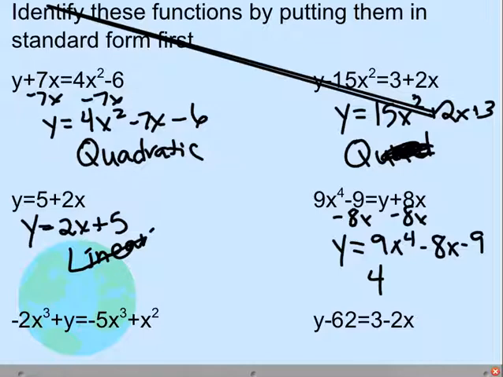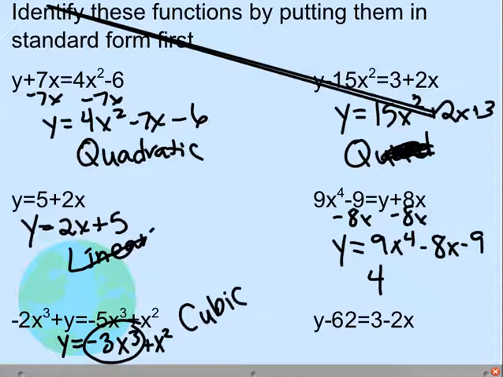Okay? And then the next one, we add x to the 3rd to each side to get y equals, well, add 2x cubed to negative 5x cubed. We get negative 3x cubed plus x squared. That degree of 3 makes this cubic. Okay, and lastly, we add 62 to each side to get y is equal to negative 2x plus 65. This is just linear.